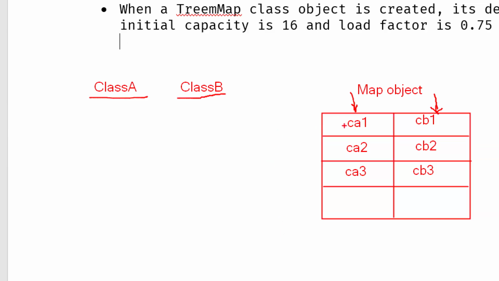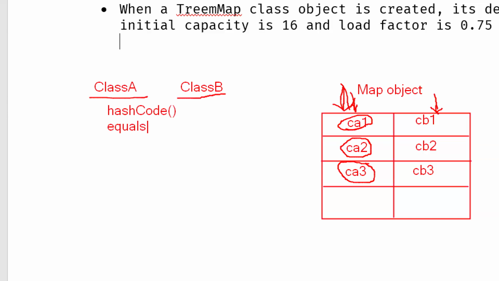Okay. So always remember, whatever objects you are storing as keys, these objects must contain hashCode and equals method overriding. Which means these are all objects of which class? Class A. So in class A, I need to override the hashCode method and equals method.